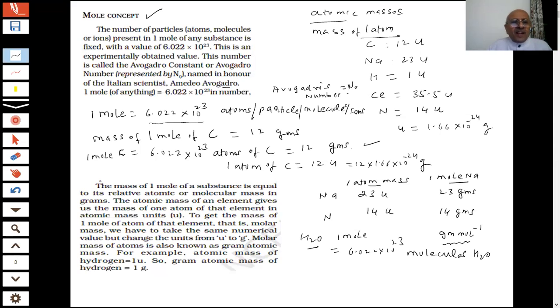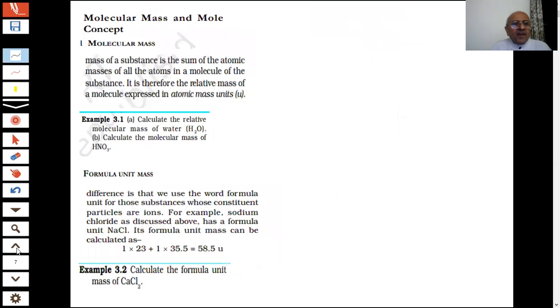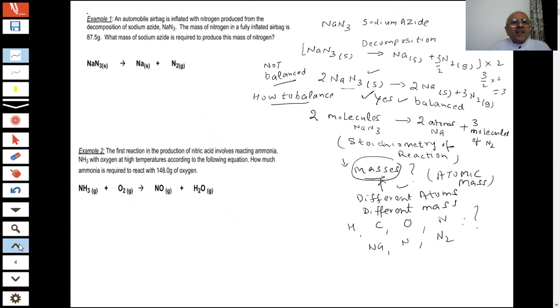In the stoichiometry of the reaction, students, which I was talking with you now, what I am trying to explain to you, for example, in this case, when I balanced this reaction, what was the balanced reaction? 2NaN3 produces 2Na plus 3N2 gas. This is my balanced equation, students, as I did it here.